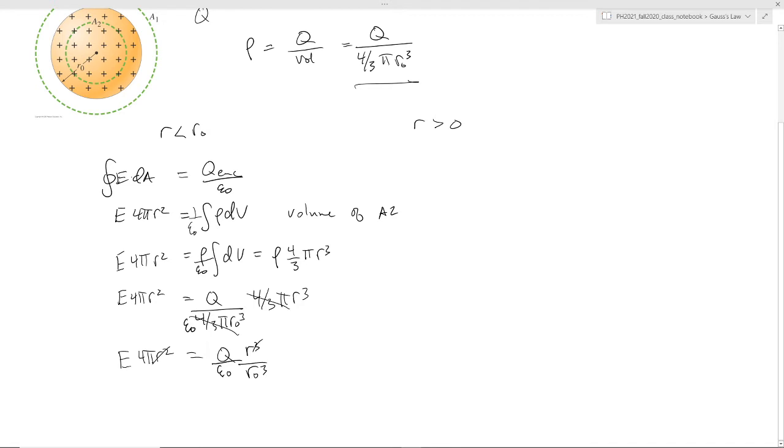We could divide through by 4 pi, and we would find that the electric field within the sphere is going to equal Q r over 4 pi epsilon naught r naught cubed. So this is for r less than r naught.